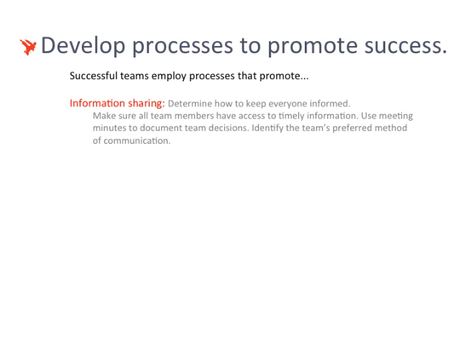So let's start with information sharing. Everyone in the team needs to be kept in the loop. Make sure that all team members have access to timely information, meeting minutes, and document all team decisions. Also, identify the team's preferred method of communication. You can do all of this by setting up processes that work for your team.